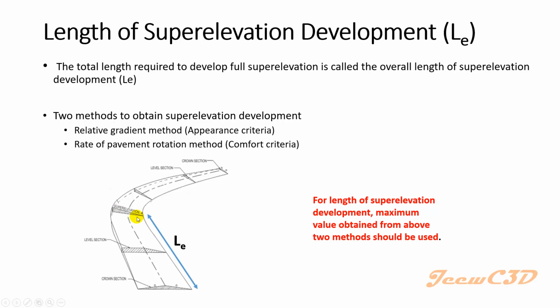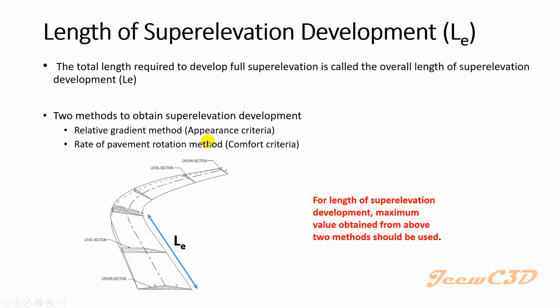So from the start of rotation to the stop of the complete rotation, there is some distance along the road. We call it the super elevation development length. This length can be calculated by two methods according to RDA design guidelines. They are the relative gradient method and the rate of pavement rotation method.